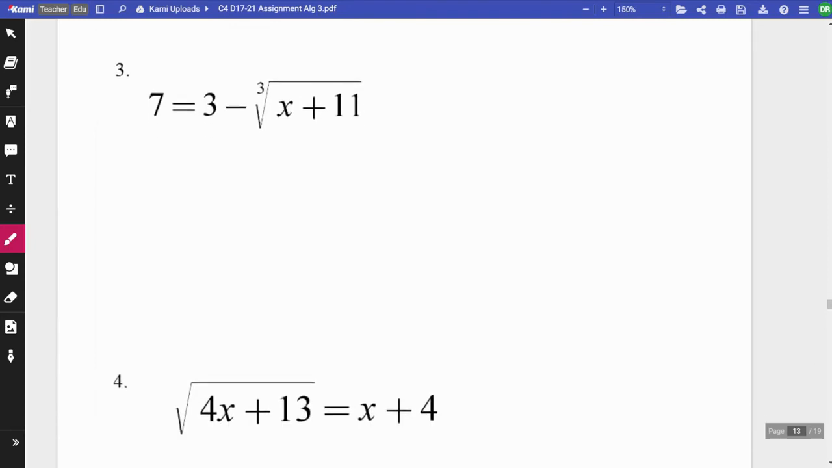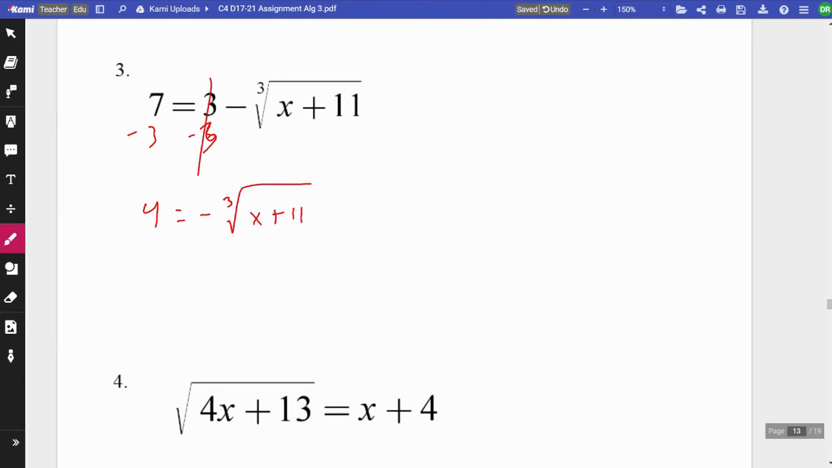Okay. This is a cube root. You can tell by the index right here. It says it's a third root. First step: the radical is not by itself. Subtract a 3. This is a 4 equals negative. Don't forget that negative. It's a negative root x plus 11.